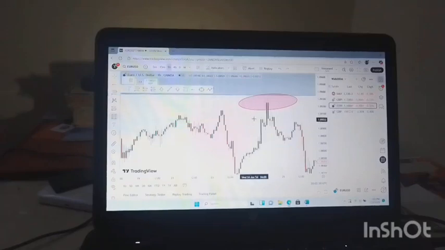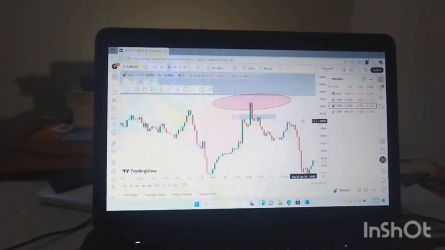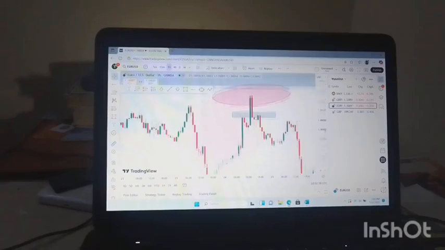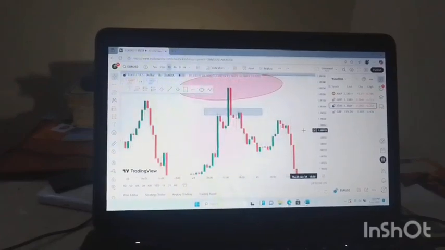So now if you look at this zone very well, you will discover that there is a chart pattern in this place. Let me zoom this in so you can see it clearly. There's a chart pattern here, right? Indicating that you can go on your short sell.